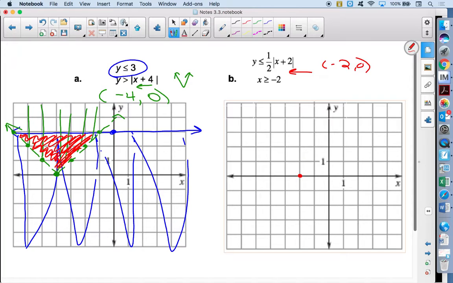The slope is 1/2. So you're going up 1, right 2. Or up 1, left 2.